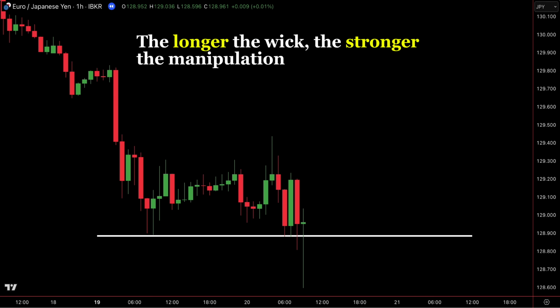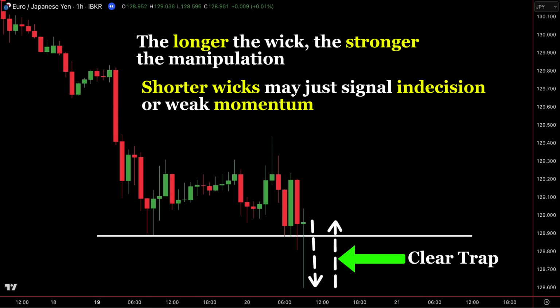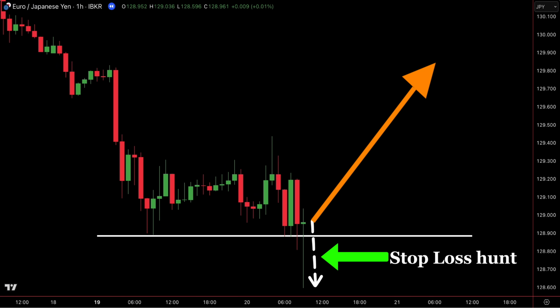The longer the wick, the stronger the manipulation. A massive wick means they pushed price hard, only to reverse it fast. That's a clear trap. Shorter wicks may just signal indecision or weak momentum. But if you see multiple long wicks at the same level, that's your signal. Smart money is testing that zone, triggering orders, but price keeps getting rejected. That's a strong clue the market's about to move in the opposite direction, and when you see it, that's your opportunity.